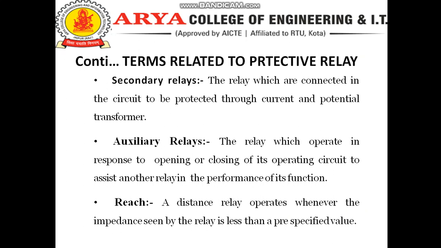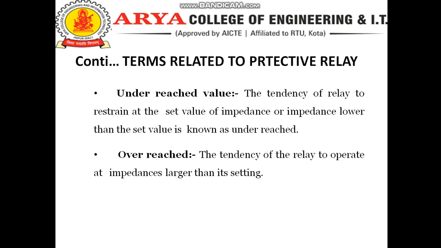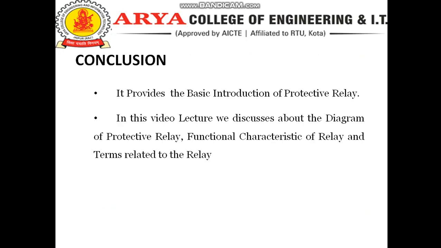Reach. A distance relay operates whenever the impedance seen by the relay is less than a pre-specified value. Under reach. The tendency of the relay to operate at a set value of impedance or impedance lower than the set value is known as under reach. Overreach. The tendency of the relay to operate at impedances larger than its setting.